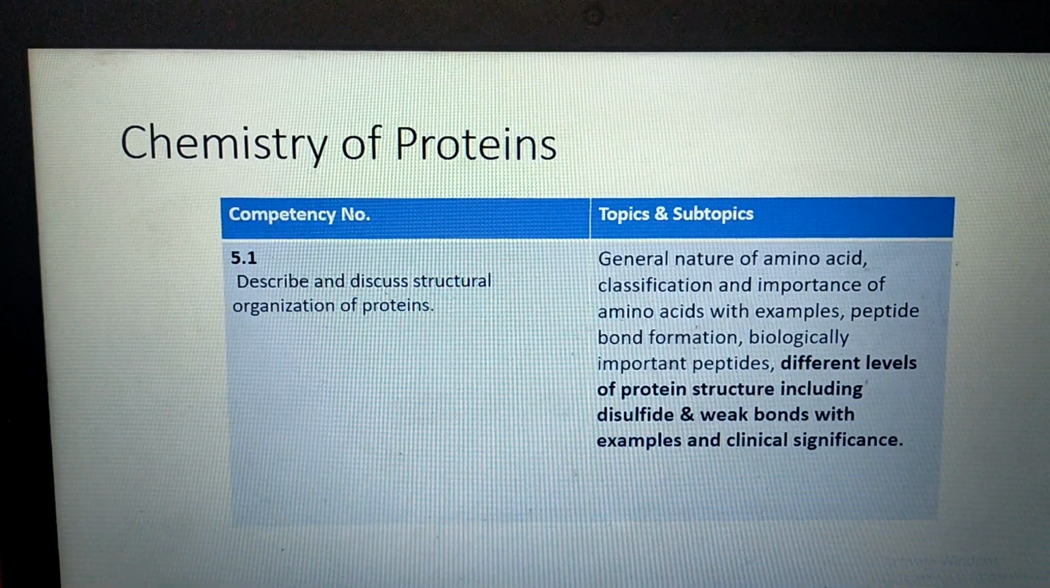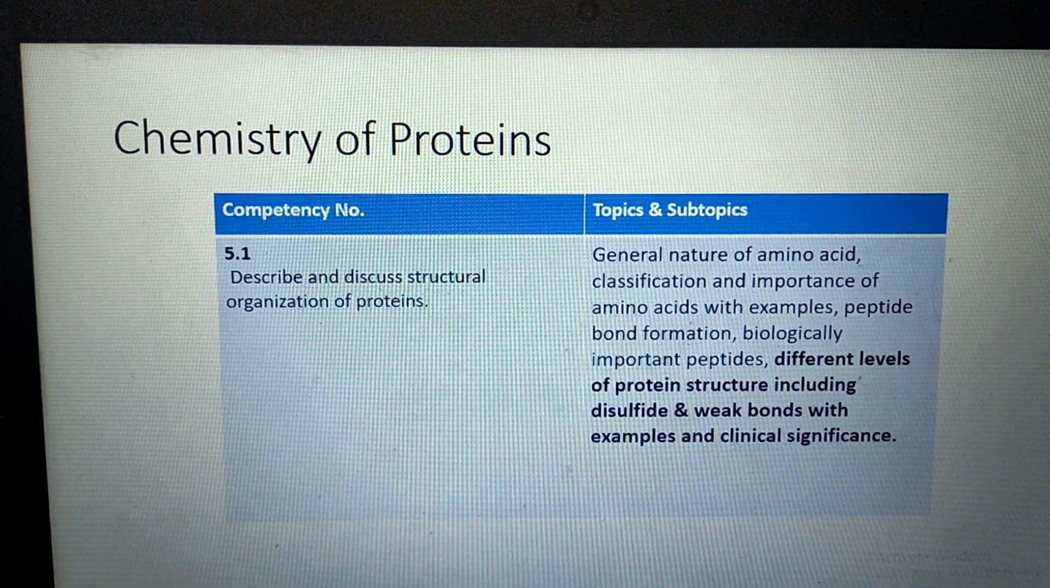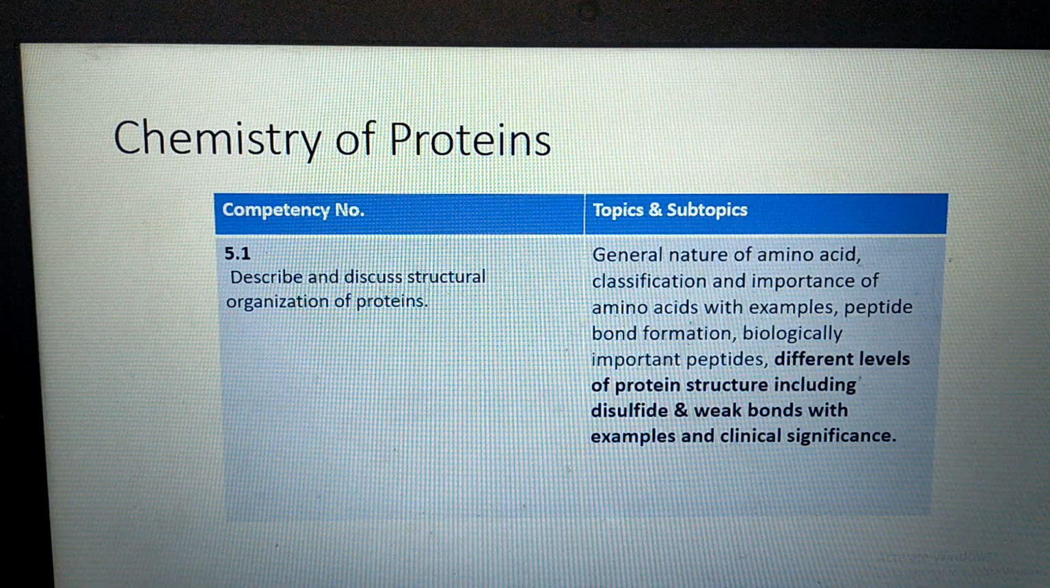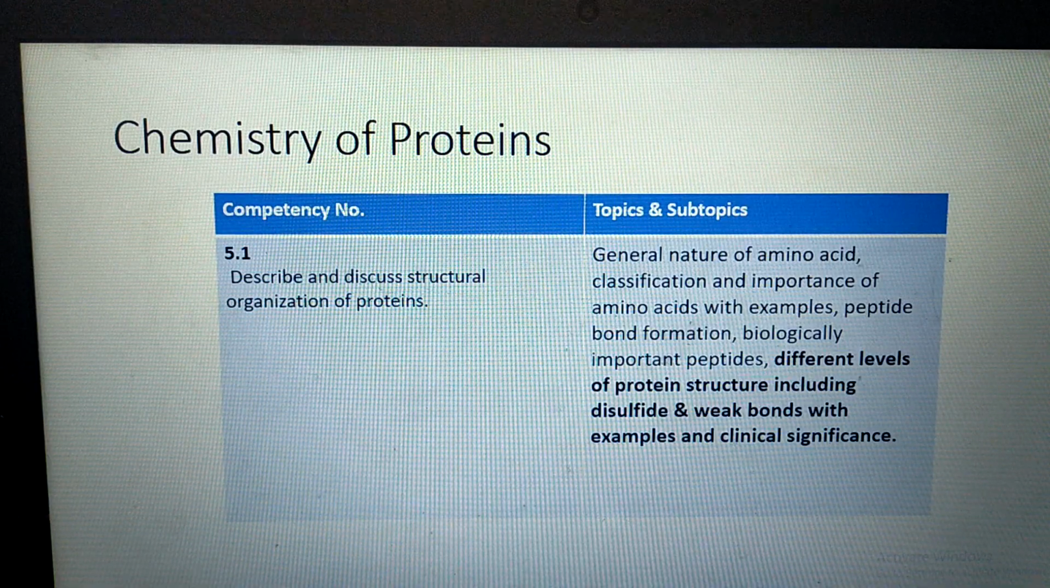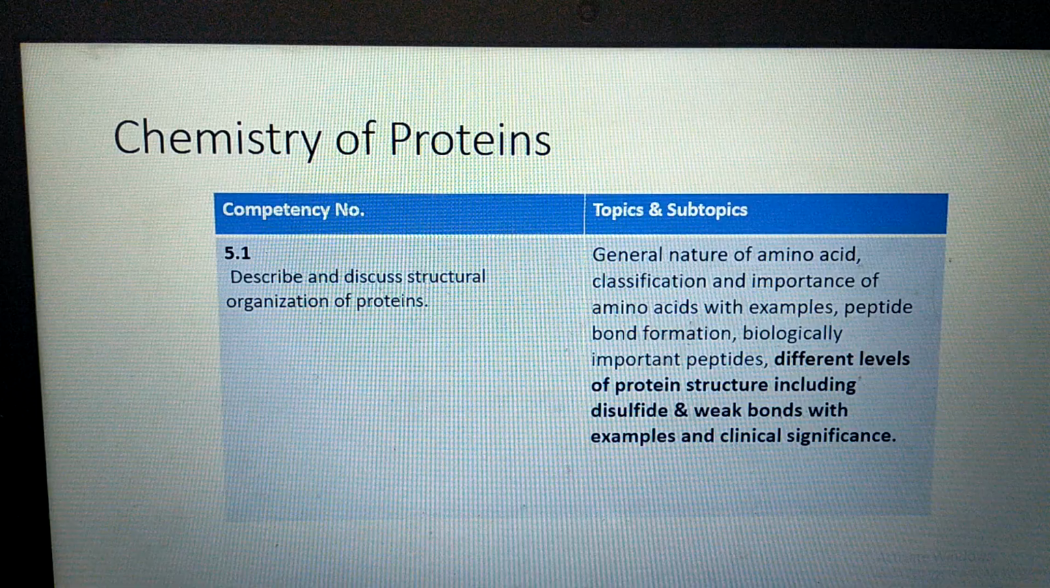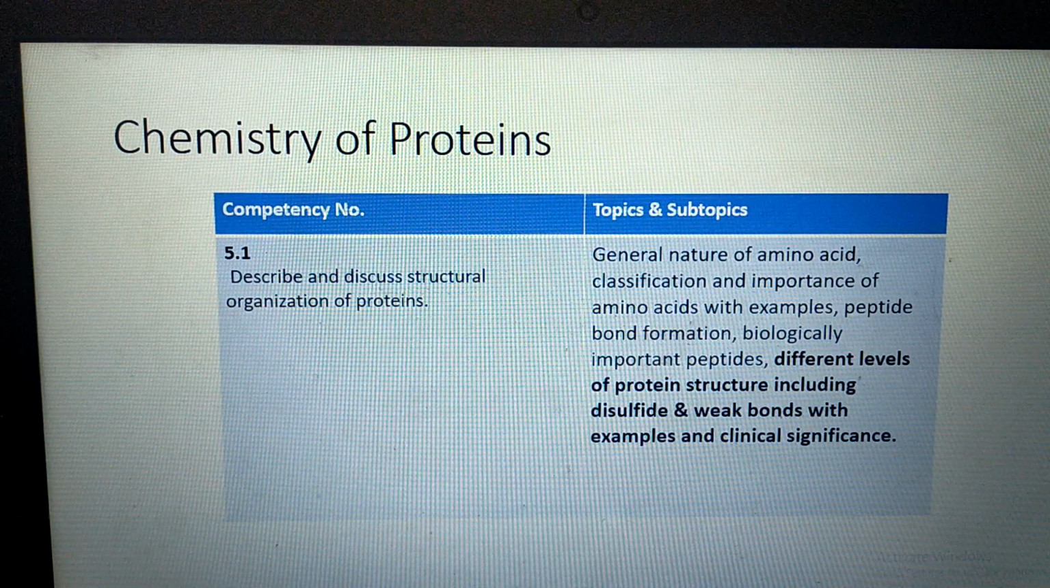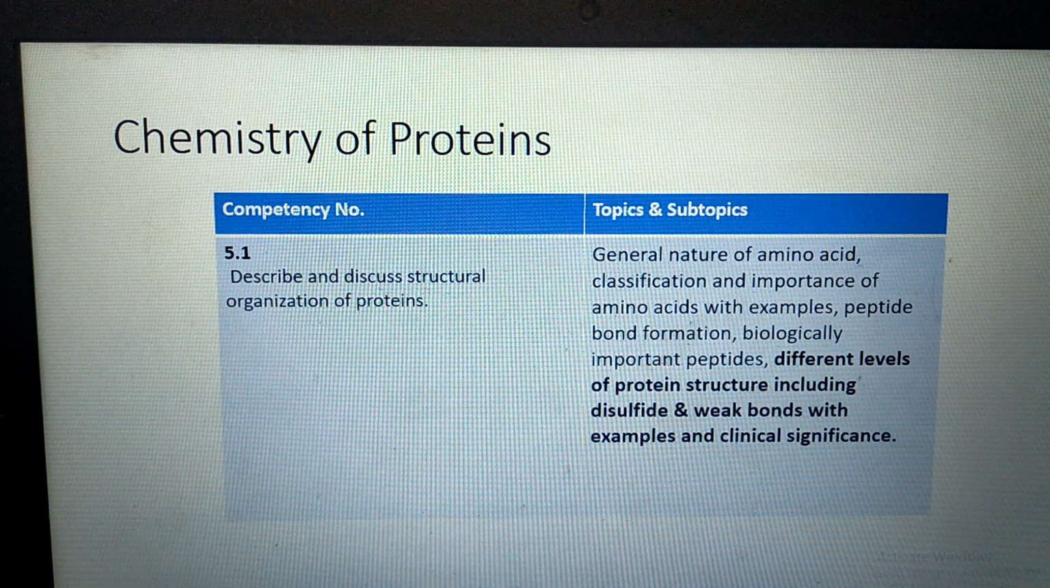Good morning students, we will continue the topic chemistry of protein, competition number 5.1, and today's subtopic is different levels of protein structure, including disulfide and weak bonds with examples and its clinical significance.